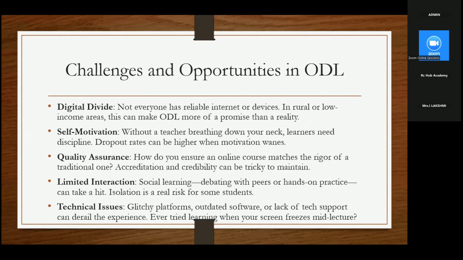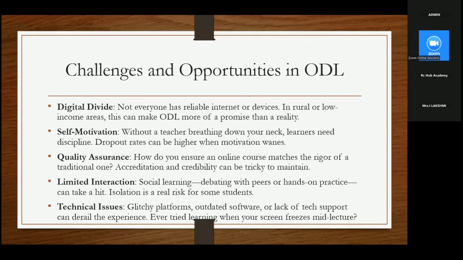Among that, you can see that in rural areas or low income areas, there will be tower issues because there is no high network speed, where we cannot see video tutorials or animation tutorials because of the low bandwidth network. This is one of the important challenges in open and distance learning.